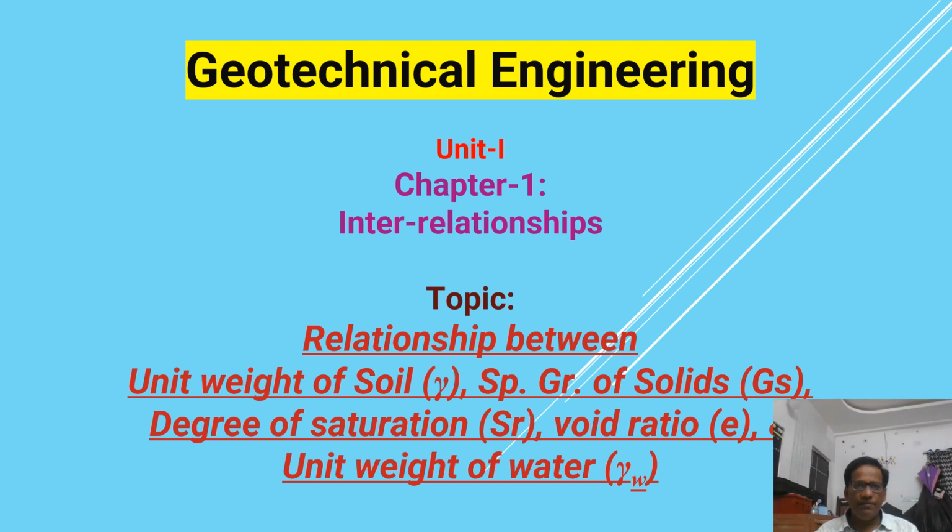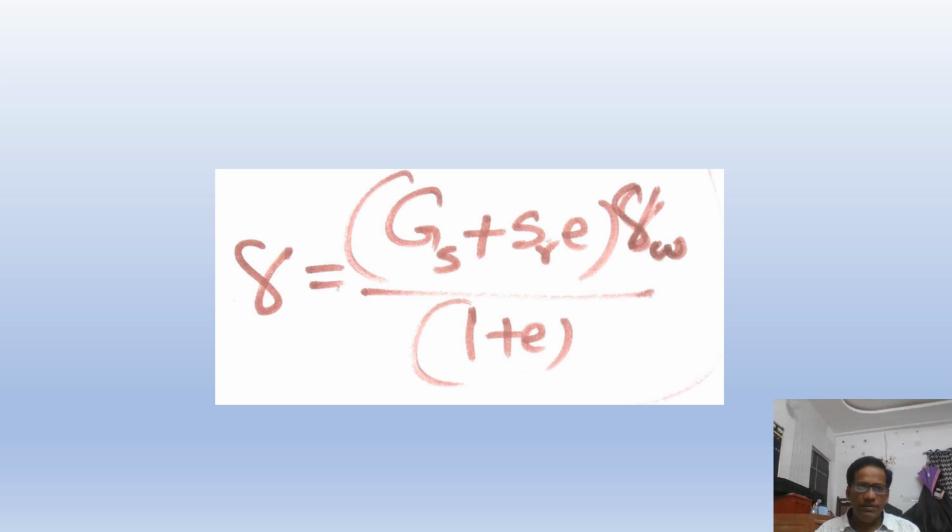Good day all. In this video, we are going to discuss the relationship between unit weight of soil, specific gravity of solids, degree of saturation, void ratio, and unit weight of water. So this is what we are going to derive now. Gamma, the unit weight of soil, is equal to Gs, as we already discussed, specific gravity of solids, S, degree of saturation, e, void ratio, and gamma w. So this is the equation we are going to derive now: gamma is equal to (Gs plus Se) into gamma w by 1 plus e.